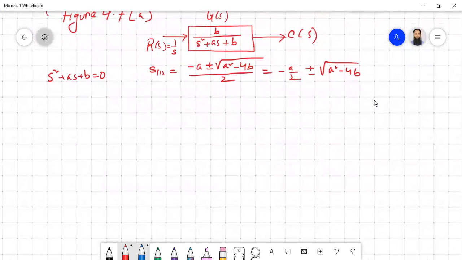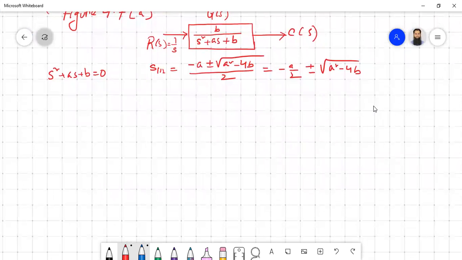Okay, so let us go for some numerical examples, as we already said. Now in figure b, we have a transfer function something like this.